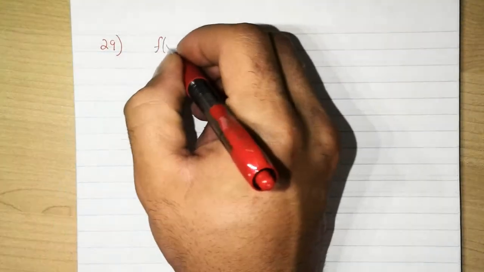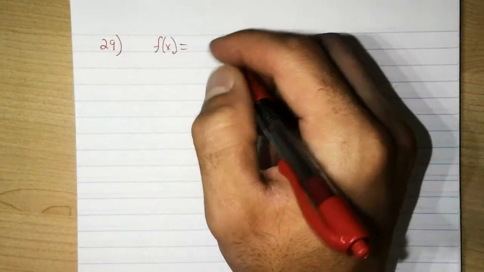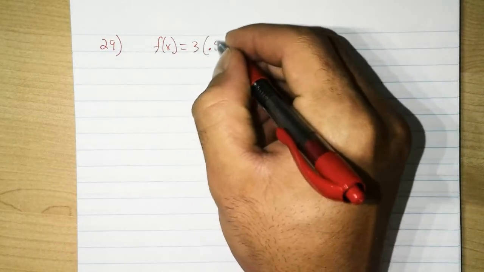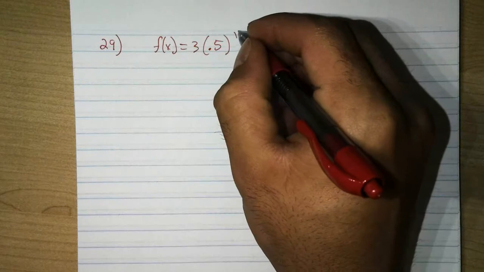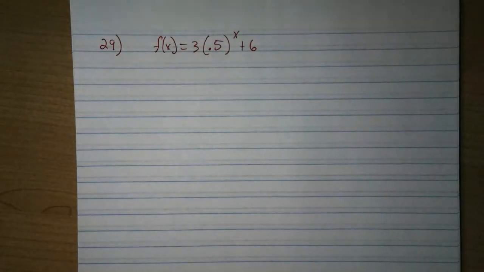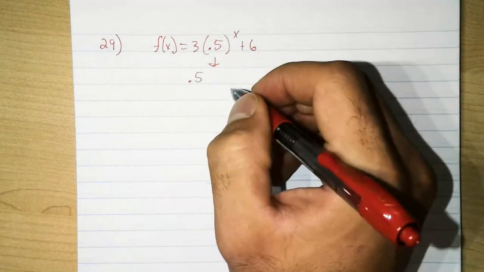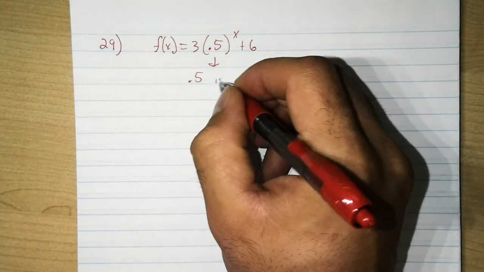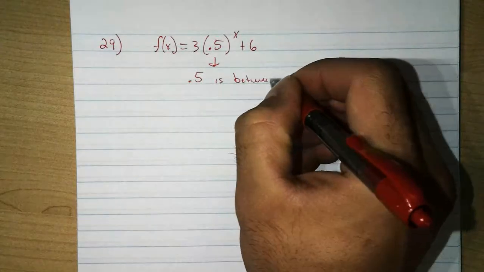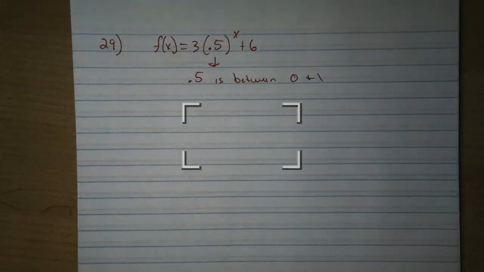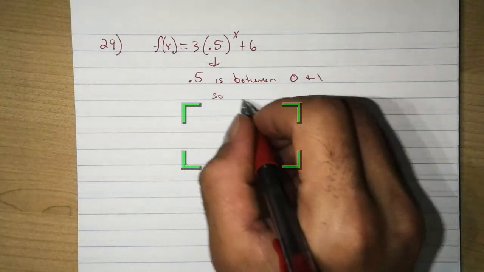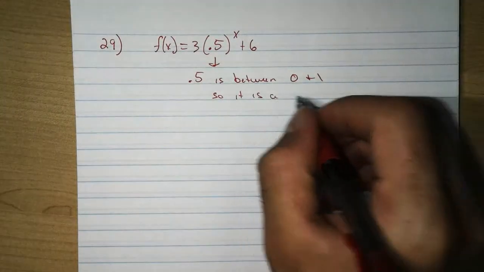Number 29. So we have this. It's because here 0.5 is between 0 and 1. So it is a decay.